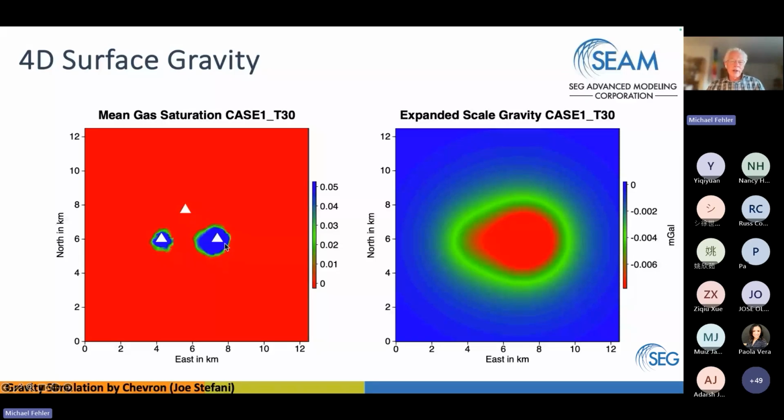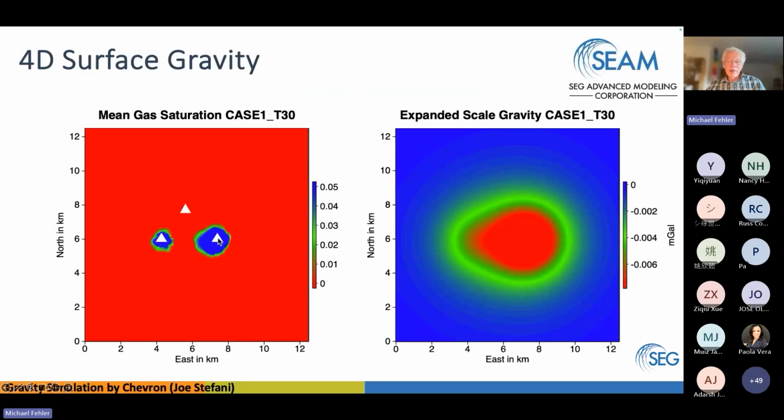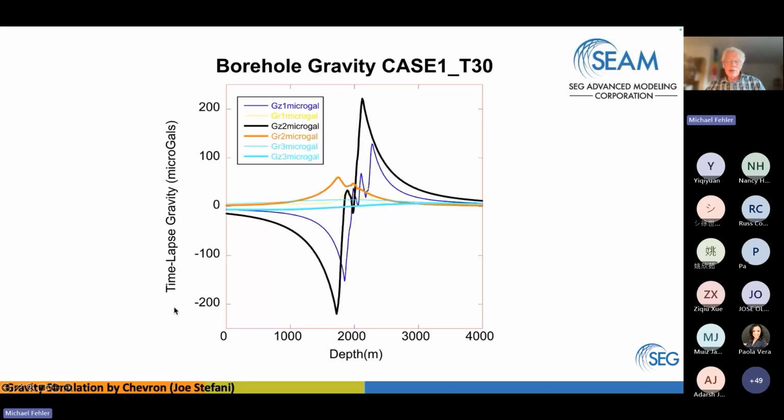So Joe has also calculated 4D gravity at these three wells. These are the two injectors, and this is the monitor well. These data are available. And for example, in this black, you see a decrease in gravity. This is at the eastern injector. So as you go with depth and get near, going down towards the top of the reservoir, you have a decrease in gravity, and then you have an increase in gravity. So this is both vertical and radial gravity in the three well bores that are available to use to evaluate. The signal is still small.